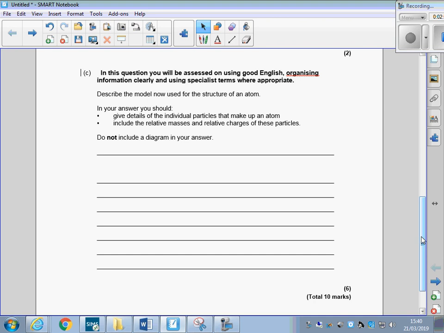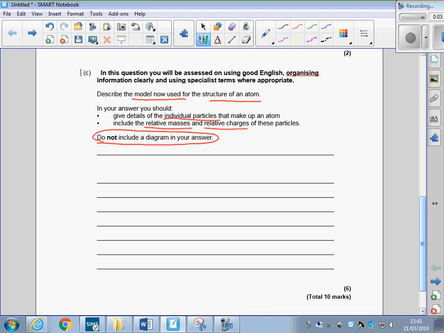Okay, this last one's a little sneaky. So we've got to describe the new model for the structure of the atom, and key points. It actually tells you what to include. You've got to include the individual particles, and you've got to mention their relative masses and their relative charges. But this is the nasty bit. This bit I don't like, actually. It says do not include a diagram, because it would be easier to do this with a diagram. Okay, so we need to say then, and we're not even going to doodle on the side here. Shouldn't do that. If it says don't draw a diagram, follow the instructions.